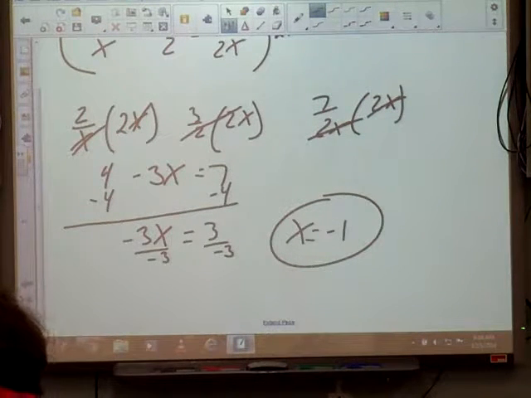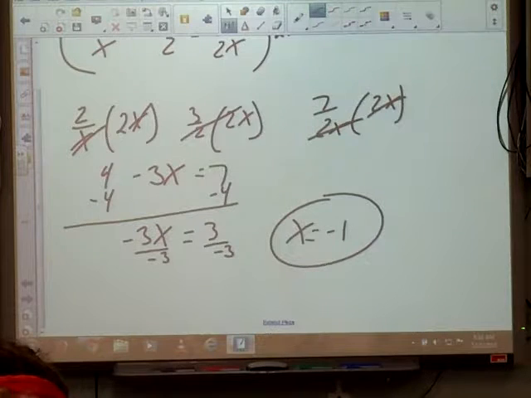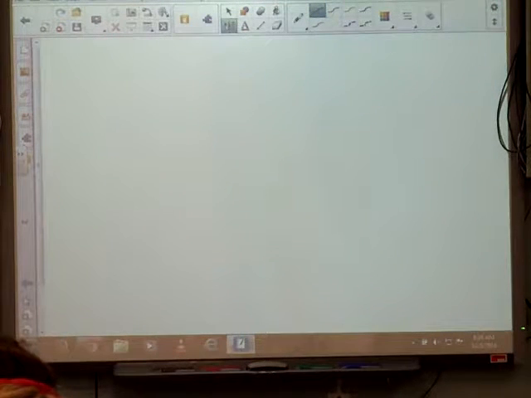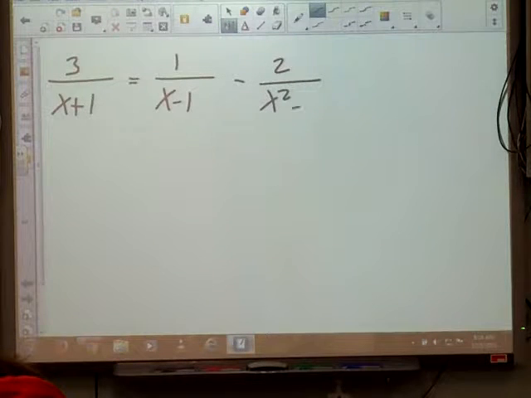Alright, so far been pretty good. The denominators have been monomials, so we got to look at extending that. I've got 3 over x plus 1 equals 1 over x minus 1 minus 2 over x squared minus 1.